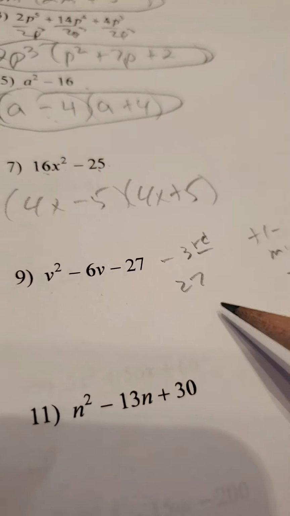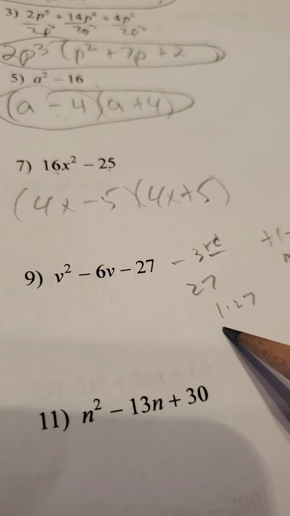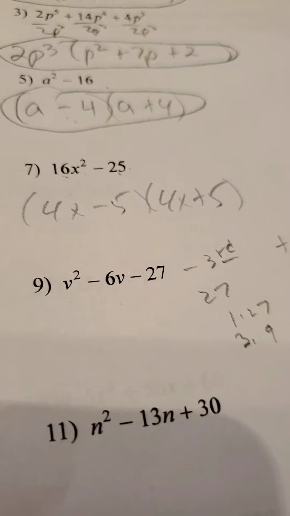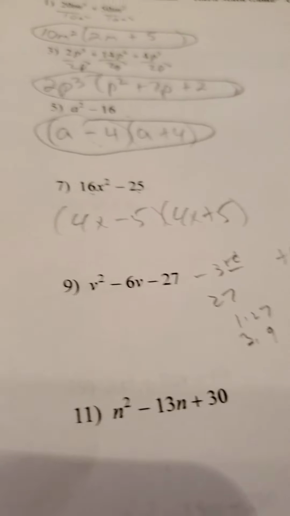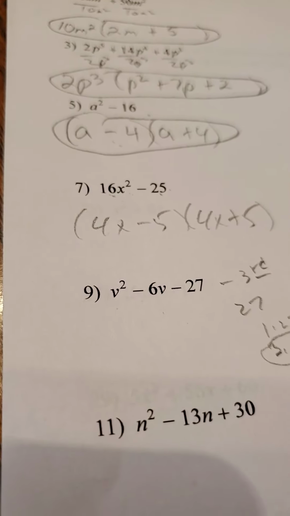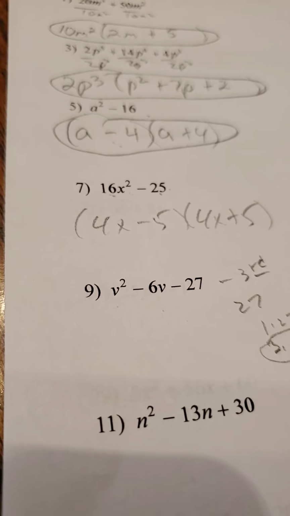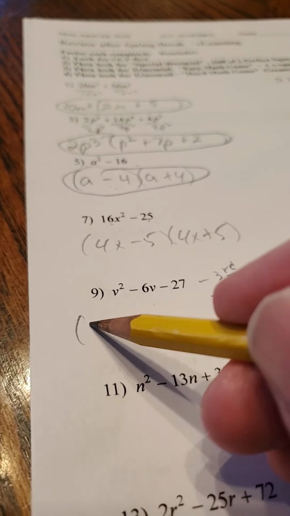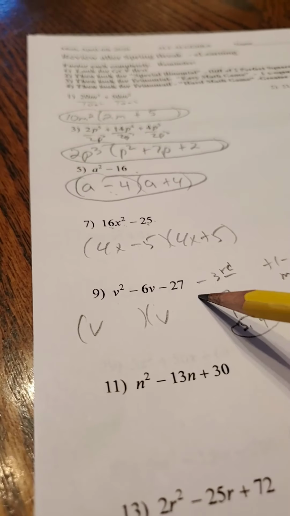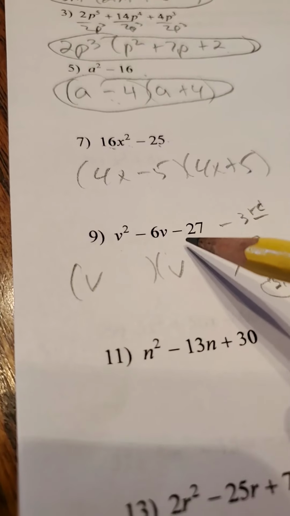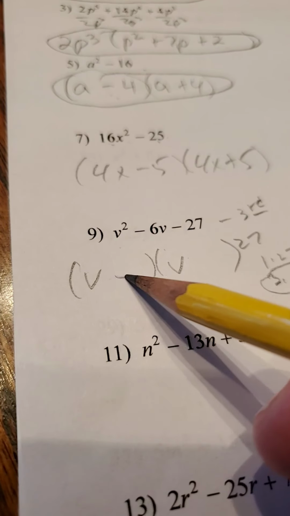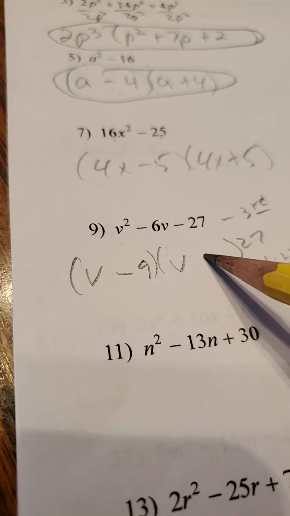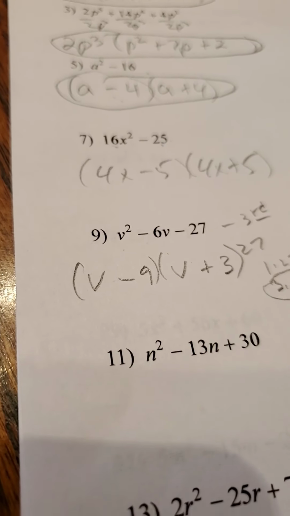My options are 1 and 27, 3 and 9, and which one of those can I get a 6 out of? It's 3 and 9, and specifically it's a positive 3 and a negative 9. So that's the game. Now the algebra is, this factors into a V and a V, and the 27 I'm going to split into a minus 9 and a plus 3.